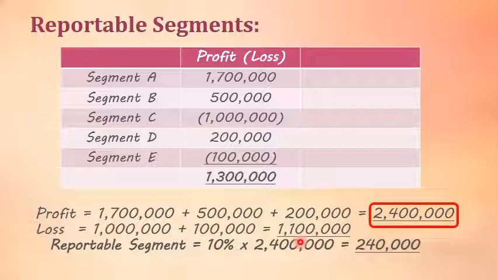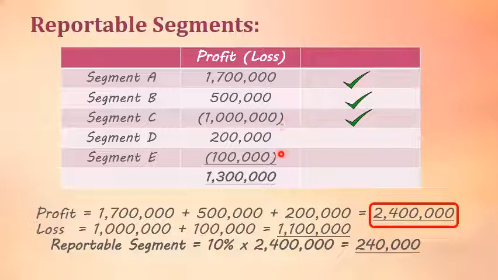Para kasama siya as reportable segment, 10% times 2.4 million is equal to 240,000. Ito dapat amount niya or greater pa dyan. So, segment A has a profit of 1.7 million. Included ba sa reportable segment? Yes, included. Segment B, 500,000 na profit. Included or not? Included siya. How about segment C? 1 million loss. Sabi natin absolute amount, so i-disregard mo na yung positive or negative or kung loss or profit. So 1 million is greater than 240,000, so reportable segment.